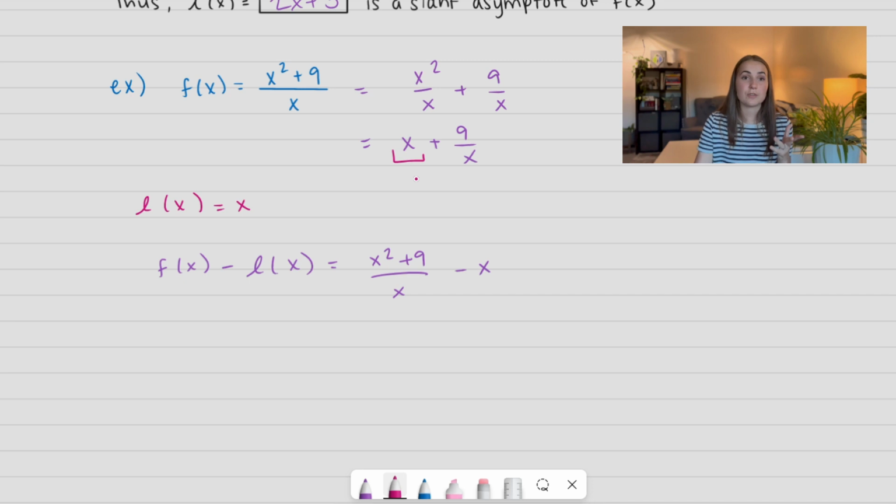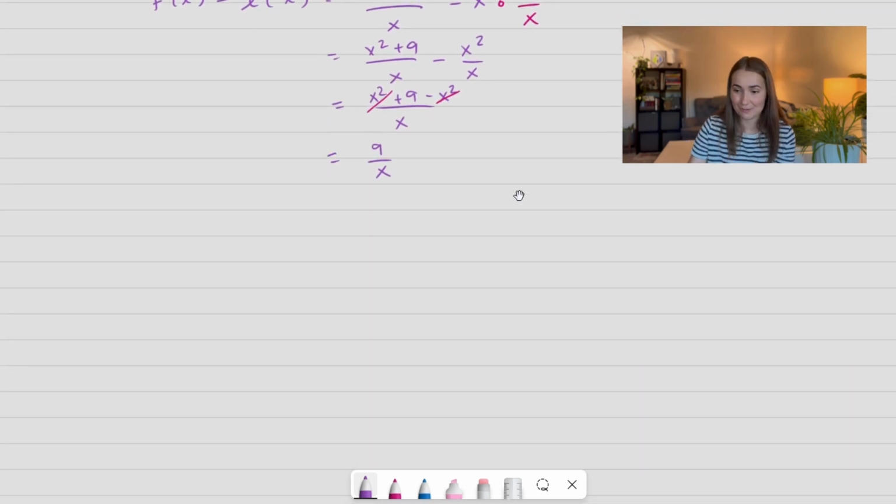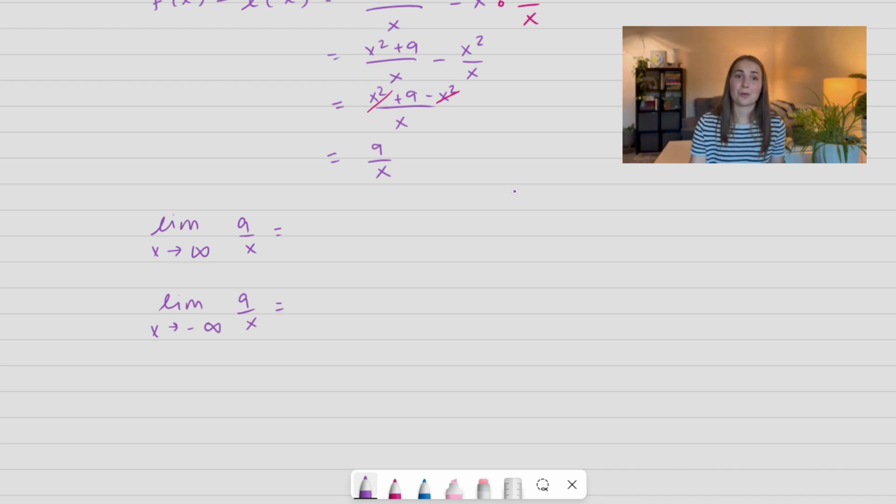If I want to combine two fractions together, I need to create a common denominator. So I'm going to multiply this by x over x. Now that they have a common denominator, I'm going to combine them into 1. And now I get some terms that cancel. So my x squareds cancel, and I'm left with just 9 over x. Our second step now is to plug those into limits. I'm going to write them out. It doesn't matter which infinity we're approaching, positive or negative, these are both going to go to 0. Which shows us that this is indeed our slanted asymptote. Let me write that out.